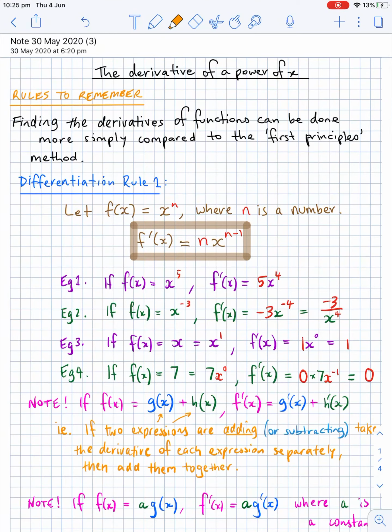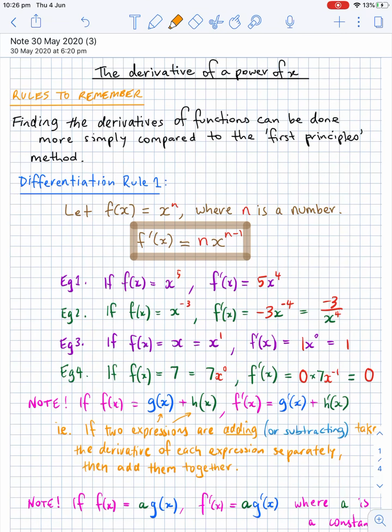Hi guys, for today's video we're going to be dealing with the derivative of a power of x. Last lesson we learnt that you could use first principles to figure out the derivative of a function, but finding the derivatives of functions can be done more simply compared to this first principles method. There's a simpler way to do it, and this is the rule that you need to take in.